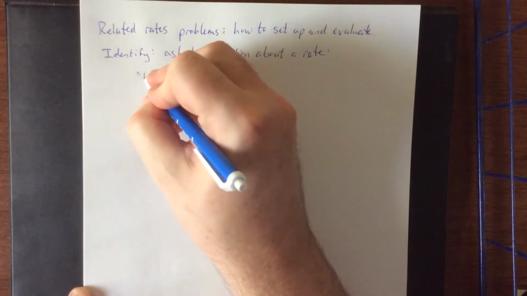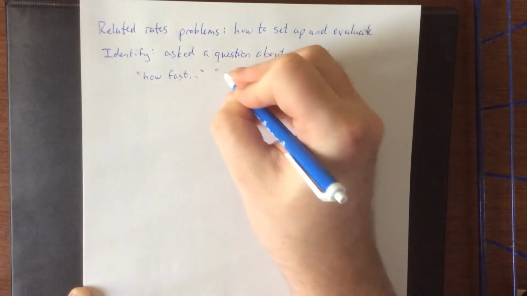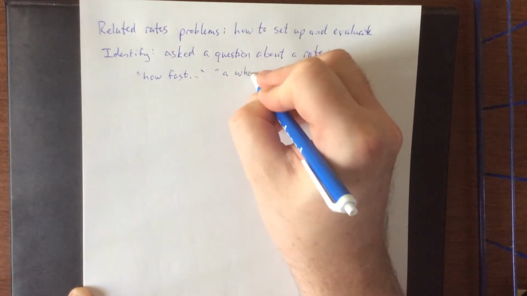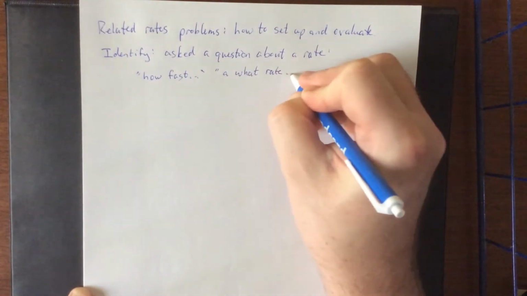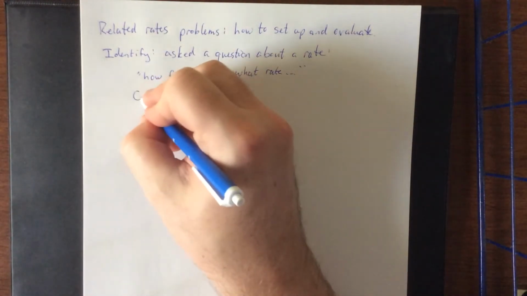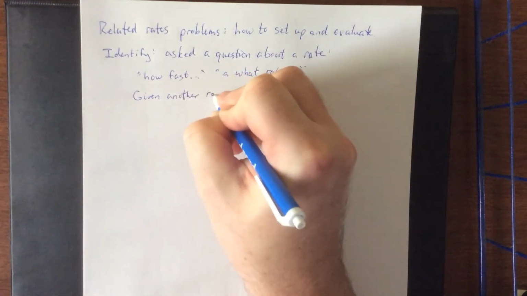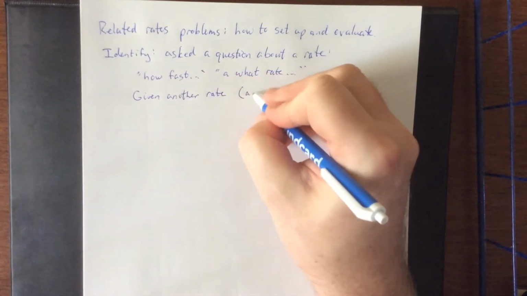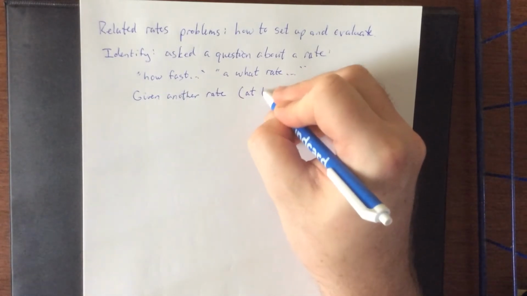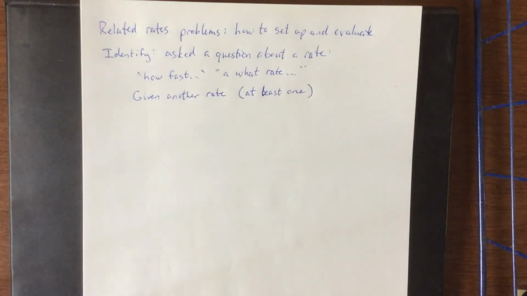So you could be asked questions about how fast or at what rate or something to that tune. Additionally, somewhere in the problem, you'll be given another rate. So we'll say you'll be given at least one other rate. Sometimes you'll be given two or more rates, and that's fine. We're still going to relate them together.